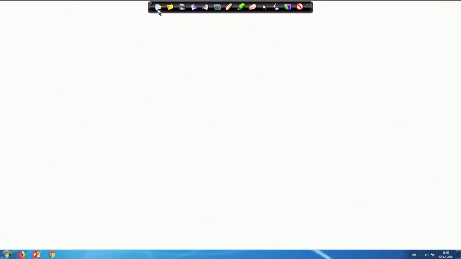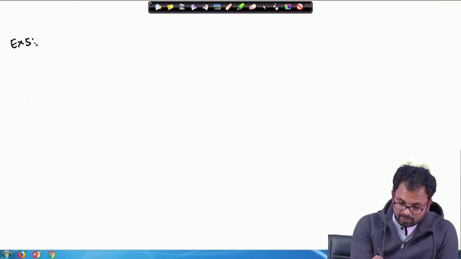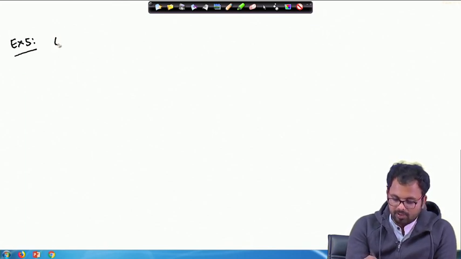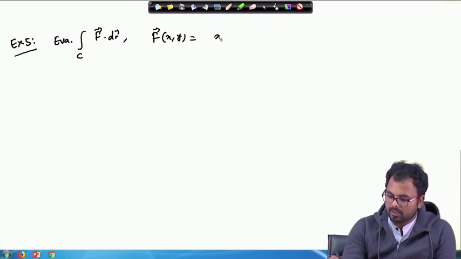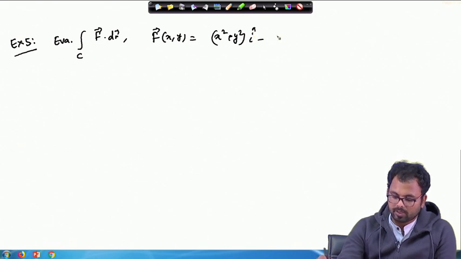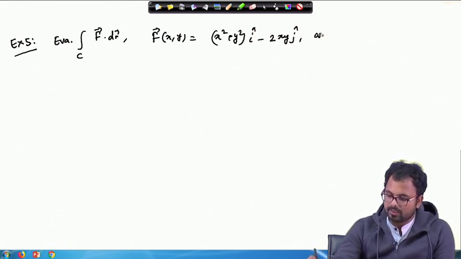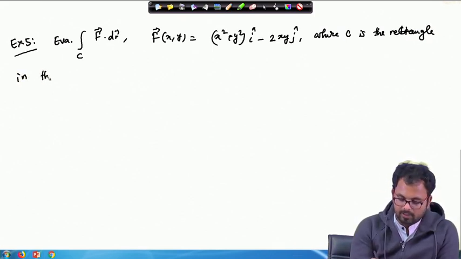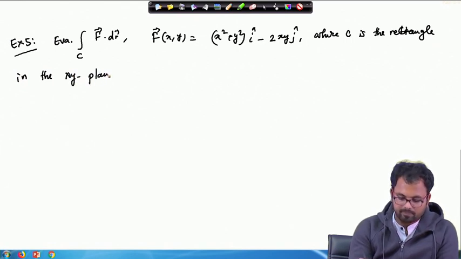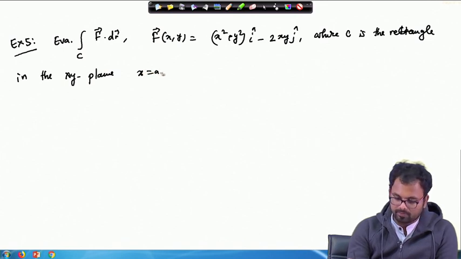Next, I'm going to consider an example which I personally like. So here we have to evaluate, like before, the integral of f dot dr, where our given vector function f(x, y) is (x square plus y square) i minus 2xy j, where c is the curve, the rectangle in the xy plane with vertices at x equals 0, y equals 0, x equals a, y equals 0, x equals a, y equals b, and x equals 0, y equals b.